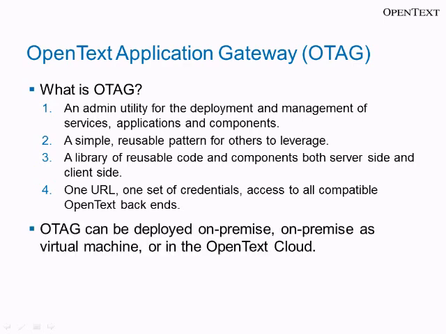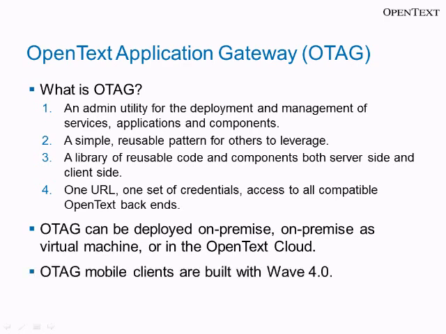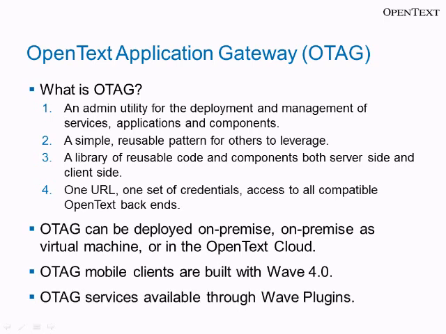And OTAG can be deployed on premise. It can be just handed to you as a virtual machine, so a black box, or it can be used in the OpenText cloud. All the mobile clients that use OTAG services are built with Wave 4.0. So these OTAG services that I spoke to you about, like document management in content server, will be available through those Wave plugins that you can then call using a JavaScript API. So that's where we're going with OpenText Application Gateway.